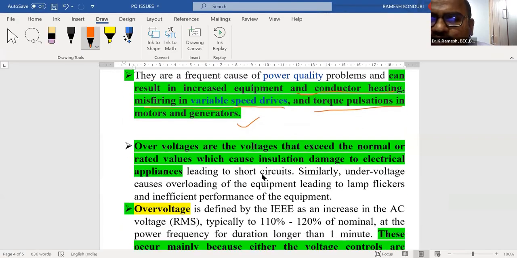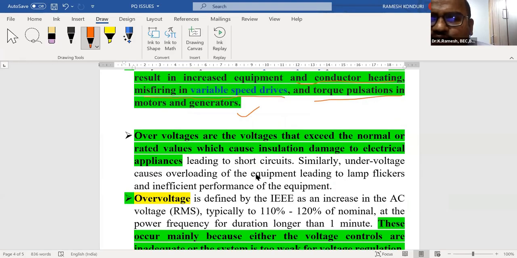And also, apart from the harmonics, we are going to have the over voltages. These are those voltages that exceed the normal or rated values, which cause insulation damage to the electrical appliances. So the over voltages cause insulation damage.